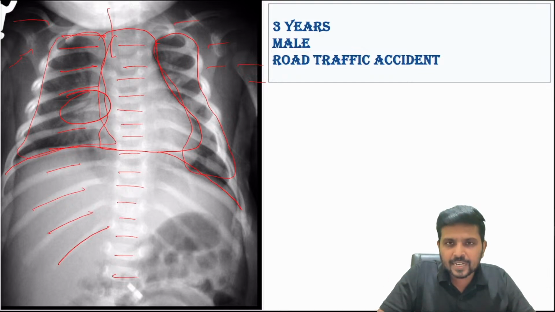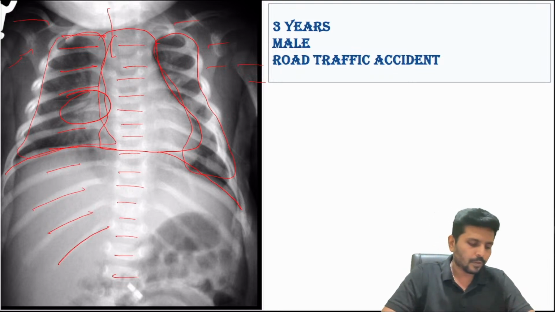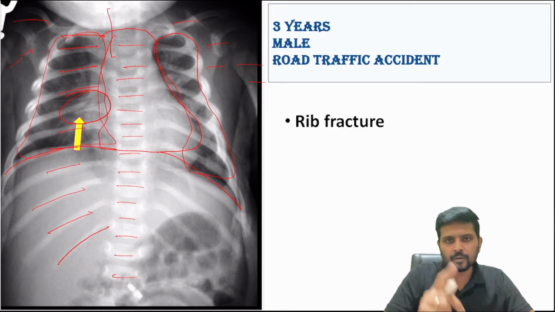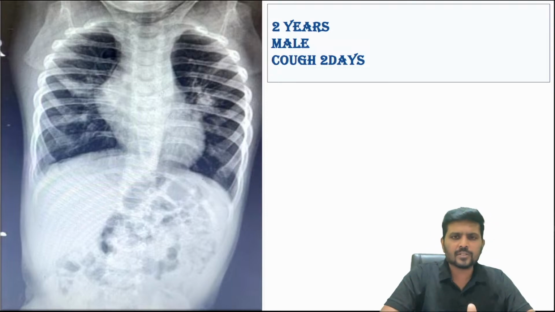Road traffic accident can lead to what? Rib fracture. So you need to look for those rib fractures in this case. So this is a rib fracture. First, subcutaneous emphysema. Second, rib fracture. Third, so what is the thing that is so obvious in this X-ray?